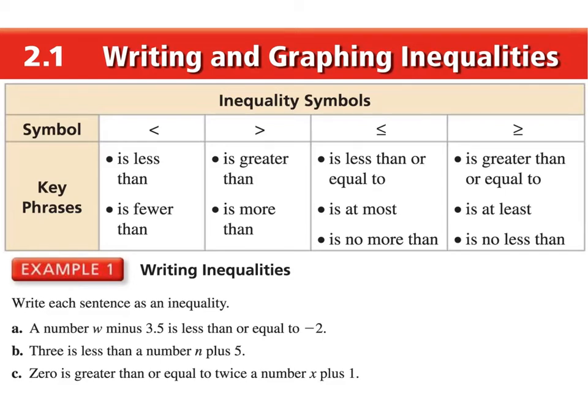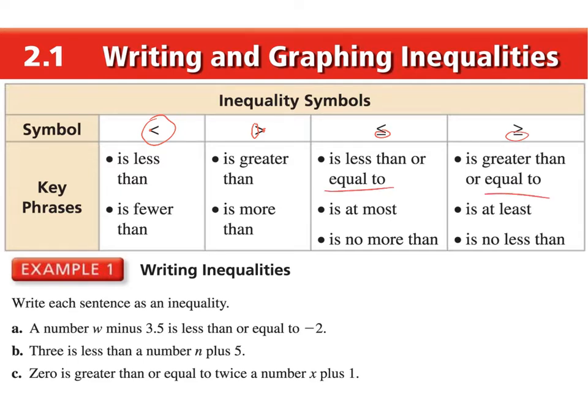Okay, starting chapter 2, we're writing and graphing inequalities. If you see this sign, starting off with the small end, that's less than. And if the small end is on the right side, or if you start off with the bigger gap, that's known as greater than. And if you have the symbol below, that's known as also being equal to.